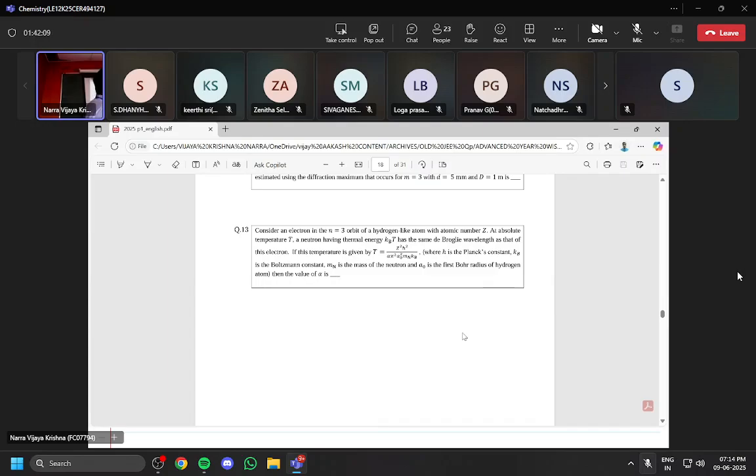Consider an electron in the orbit n equal to 3, hydrogen-like atom with atomic number Z, absolute temperature T, thermal energy kB into T, de Broglie wavelength of this electron. This temperature T is given as Z square h cross square upon a pi square a naught m into kB. So what do we need to find? Then find the value of alpha. Where is it? Oh, denominator. Here. Find that value. Bohr's concept, Bohr's theory. By using Bohr's atomic model, we can solve it. Right?